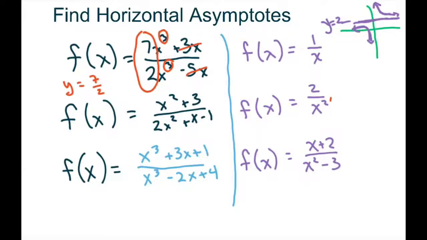Okay, for this one, look at our degrees. The degrees are the same, so we don't care about all this. We really don't even care about those anymore. And what we have is, so you might have a 1 there. They don't put the 1 if there's not one. So basically, the horizontal asymptote there would be y equals 1/2.